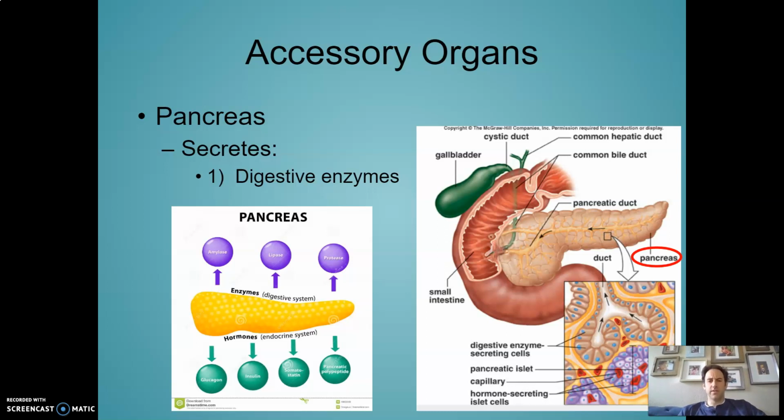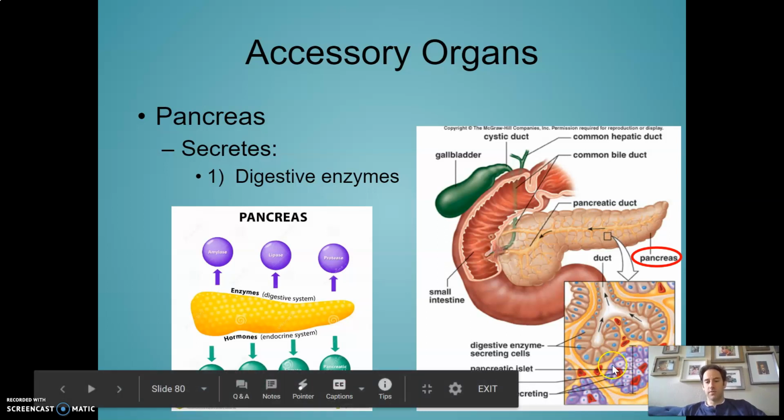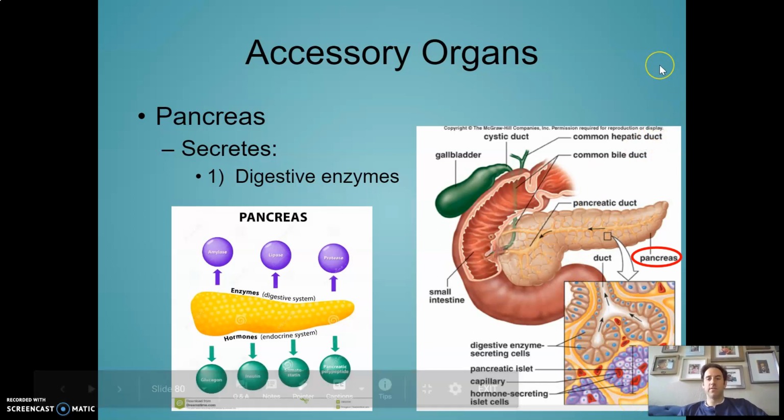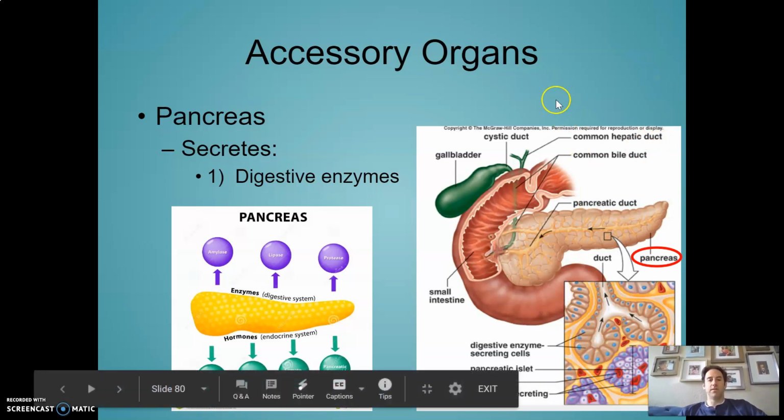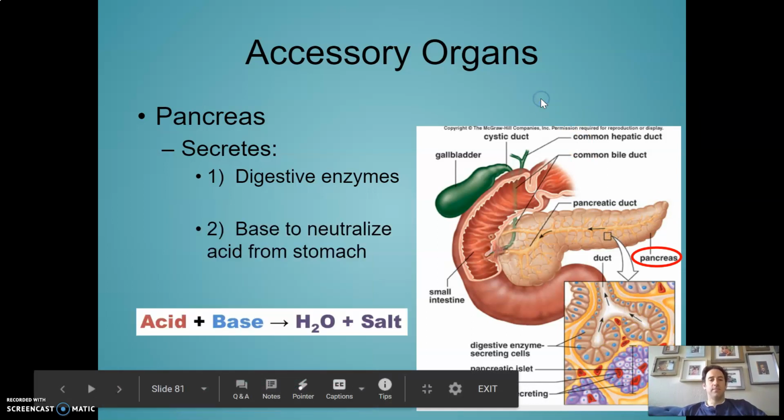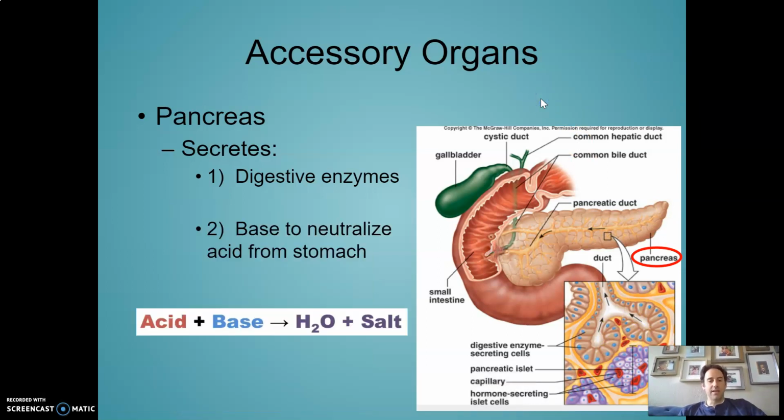You may have heard of the pancreas as playing a role in managing blood glucose levels, and it does that too. These purple cells here are cells that produce the hormones insulin and glucagon. So we're not going to get into that because that's an endocrine system function, and we're kind of focused on digestion right now, but that's where that's happening also in the pancreas.